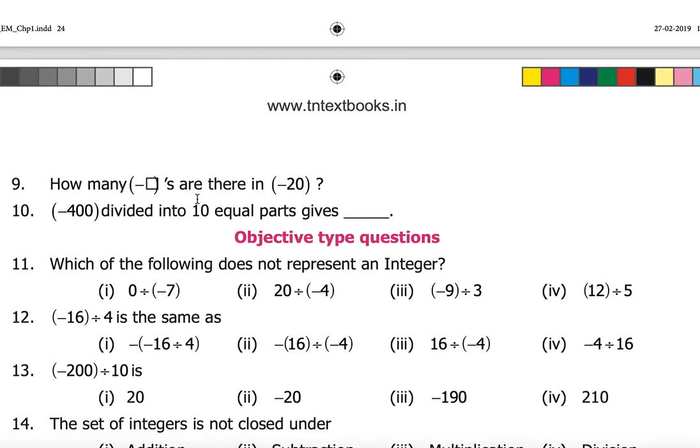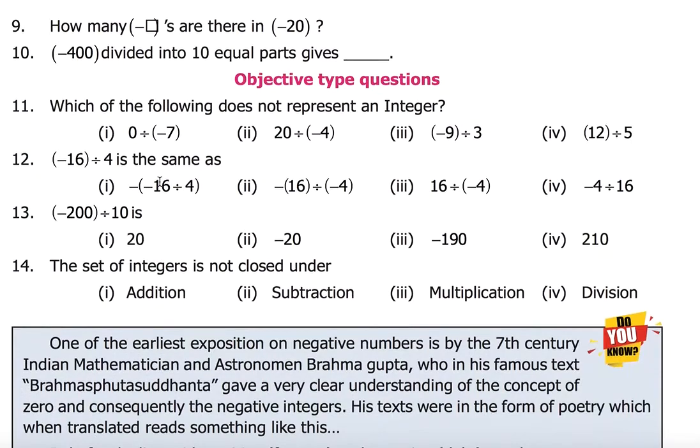How many dash are there in minus 20? Let us skip this question. Value is missing here. Minus 400 divided into 10 equal parts gives minus 40. Which of the following does not represent an integer? This is 0, this is minus 5, this is 3, and this does not represent an integer. 12 by 5 will give you a fraction.